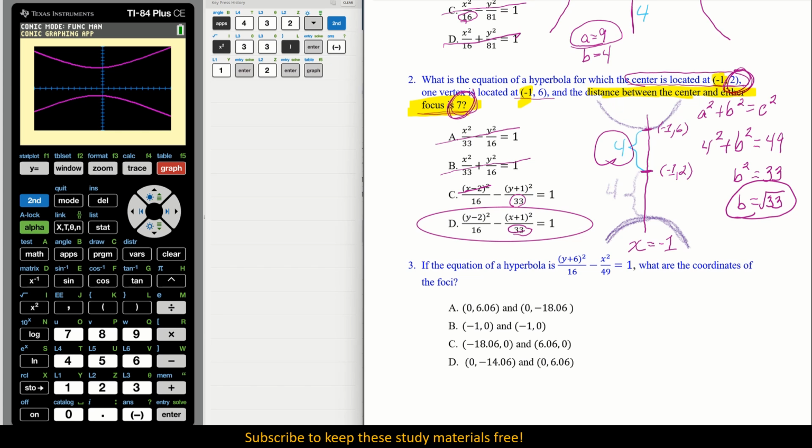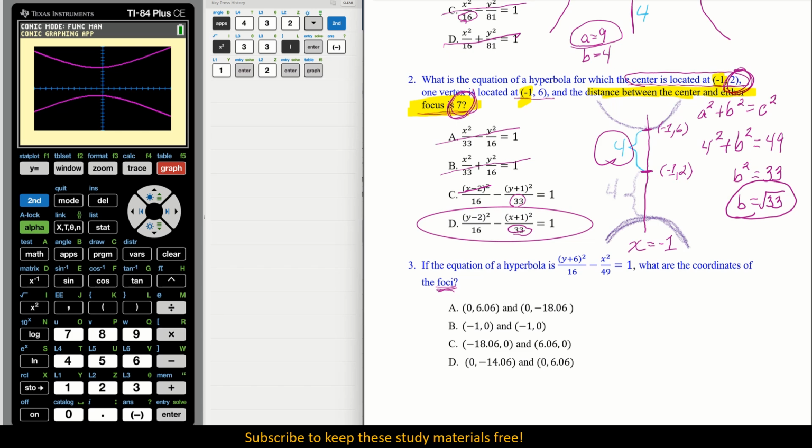So we have verified our 33, and we have a good graph on our calculator that also verifies our picture. And you can sit and count all of those on the axis, each unit up and down if you wish. Okay, now let's look at number 3. If the equation of a parabola is, and here's our equation of our parabola, what are the coordinates of the foci?